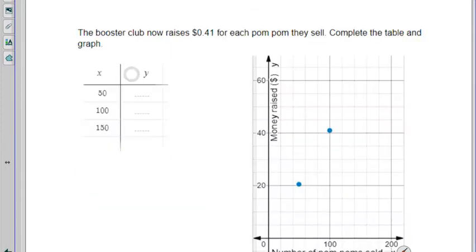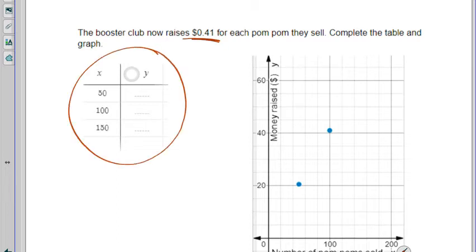Here's a new problem, very similar, except for now we're making 41 cents for each pom-pom we sell. I'll go ahead and fill in the table and graph and write and solve an equation to find out how many pom-poms they need to sell if they want to raise their $50. Go ahead and give it a try. Talk about it in class.